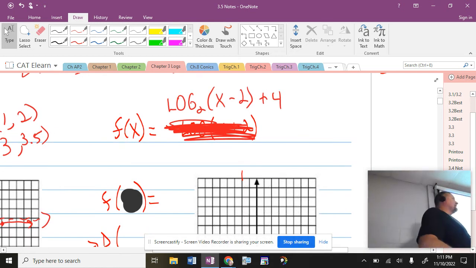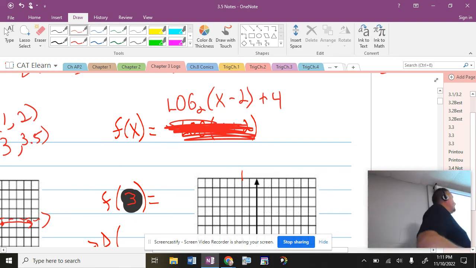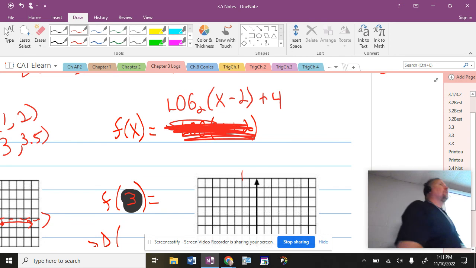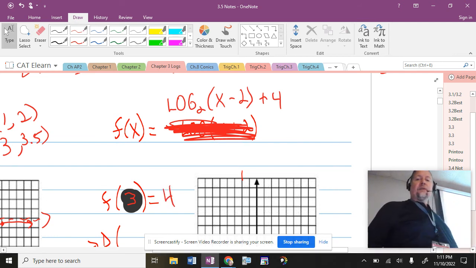What do you think I'm going to ask f of on this one? Don't say 2. It'd actually be 3. Because what's 3 minus 2? You're right about the f of 2, by the way. We'll get to that. What's 3 minus 2? 1. What's log base 2 of 1, this class? 3, 2, 1, go. 0. 2 to what power equals 1? 0. What's 0 plus 4? 4.